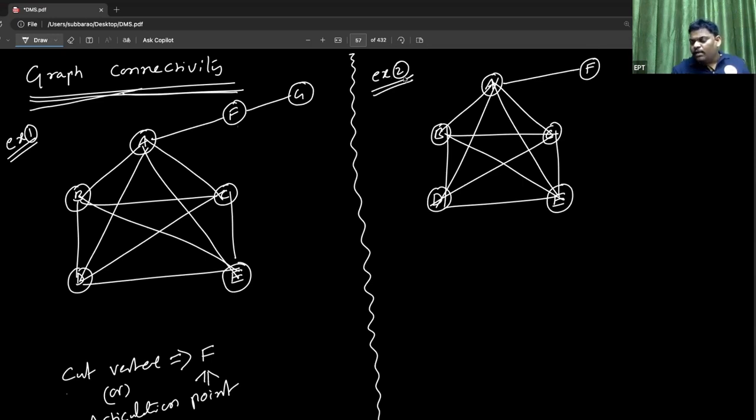Someone is saying that by deleting A together with its edges, the graph becomes disconnected. So A is the articulation point, right? Previously also, in the previous diagram, is A an articulation point? Yes. What about B? I don't think so. What about D? I don't think so. What about E? I don't think so. What about C? I don't think so. I think A and F. In the previous diagram, A and F are articulation points.